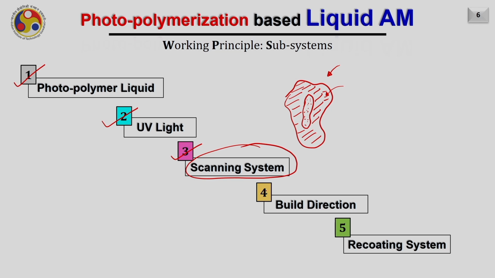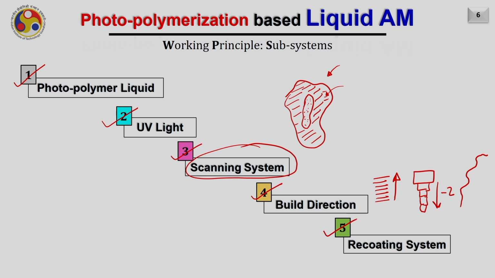The next important subsystem of the equipment is the build direction. Like in which direction we are building the component. Either we are building it in this manner, like in plus Z direction, or we are building it in upside down manner, like this. Hence the growth is downward in minus Z direction, or we are building it in any random direction, then it will be variable direction.